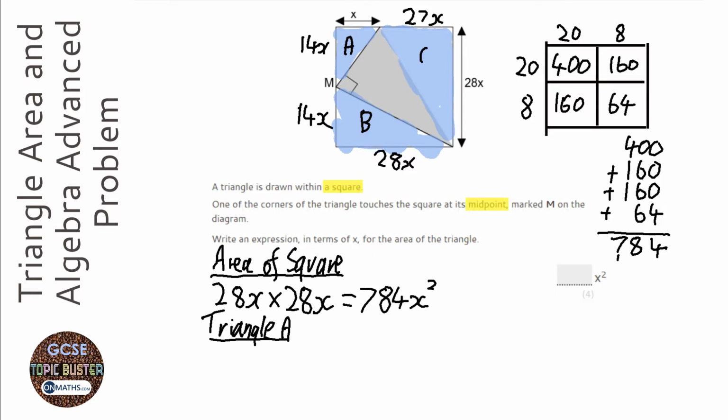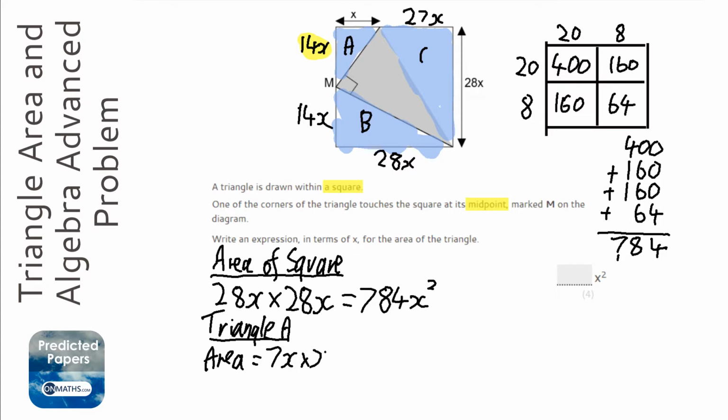Now the area of triangle, okay, let's say area equals half times base times height. So I'm going to do 14 times 1 times a half. Or what I could do, which would be a bit easier, is if I just halve the 14 and make it 7, then it just makes it a little bit easier. So 7x times x, which is 7x squared. I'm going to do that for all of them.